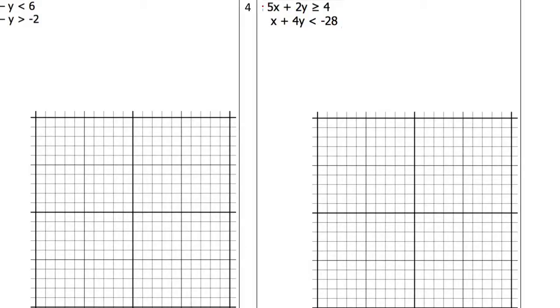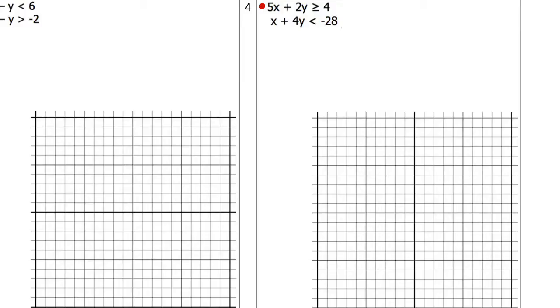Hi children, so we're going to look at problem 4 today together, and then you can do problems 1, 2, and 3 on your own. So I'm going to start with this first inequality. I'm trying to find the solution set to this system of inequalities, which means my answer should actually be a portion of the coordinate plane that is double shaded.